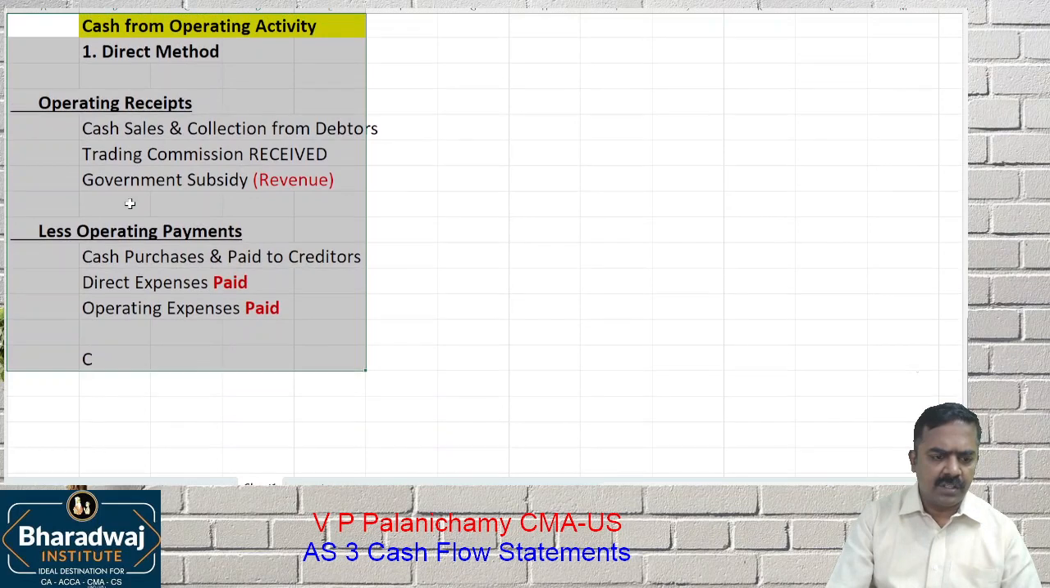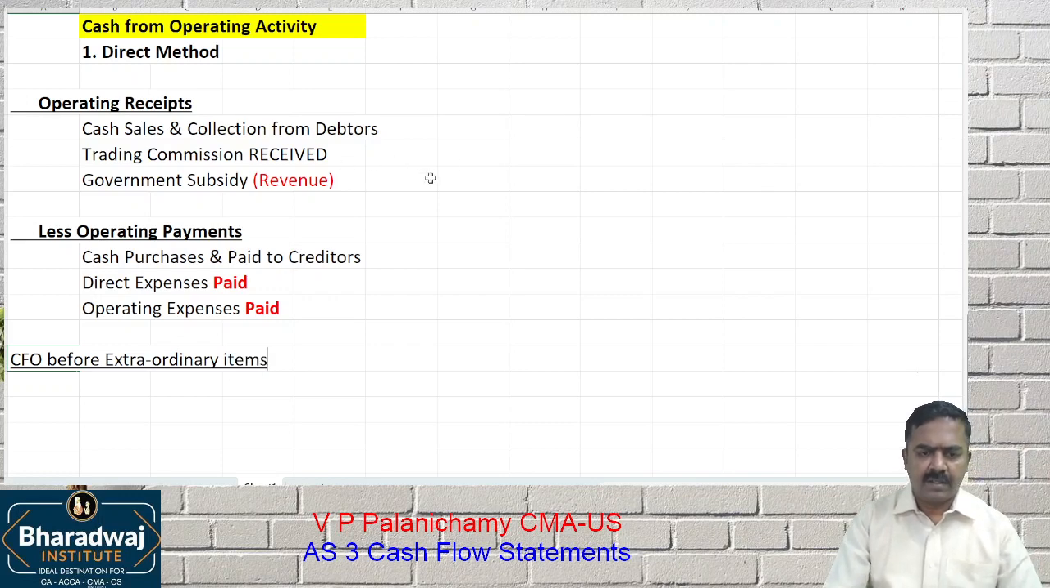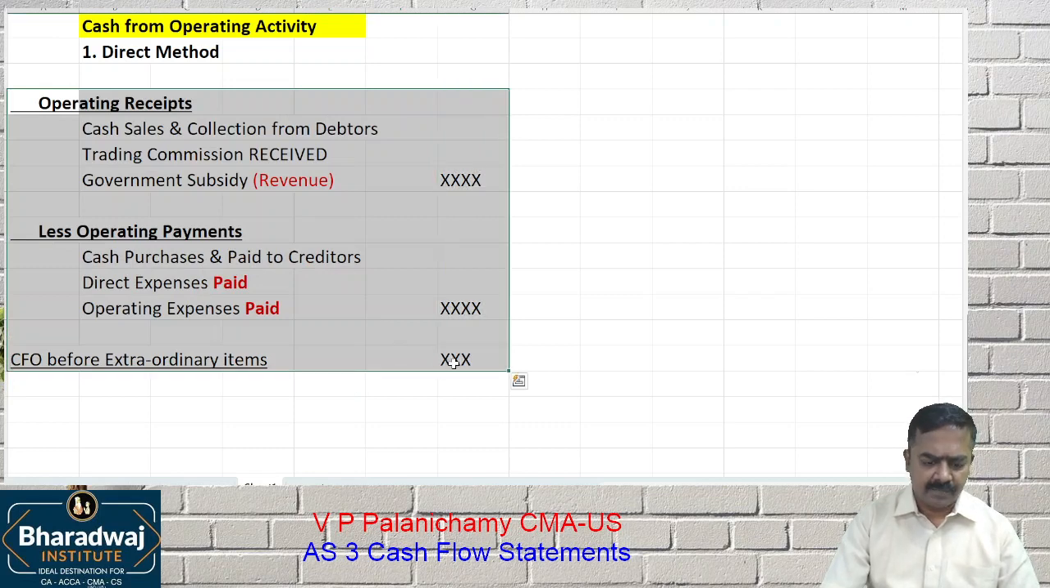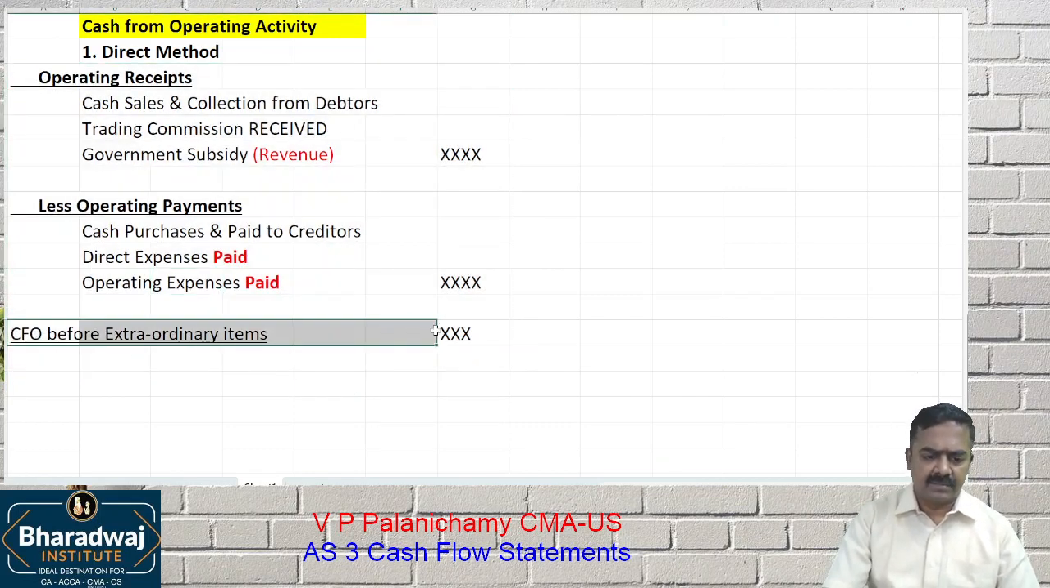If we do this, it is called CFO before extraordinary items. CFO before operating receipts, minus operating payments, you will get cash before CFO before extraordinary items. Sir, what do you mean by extraordinary item?